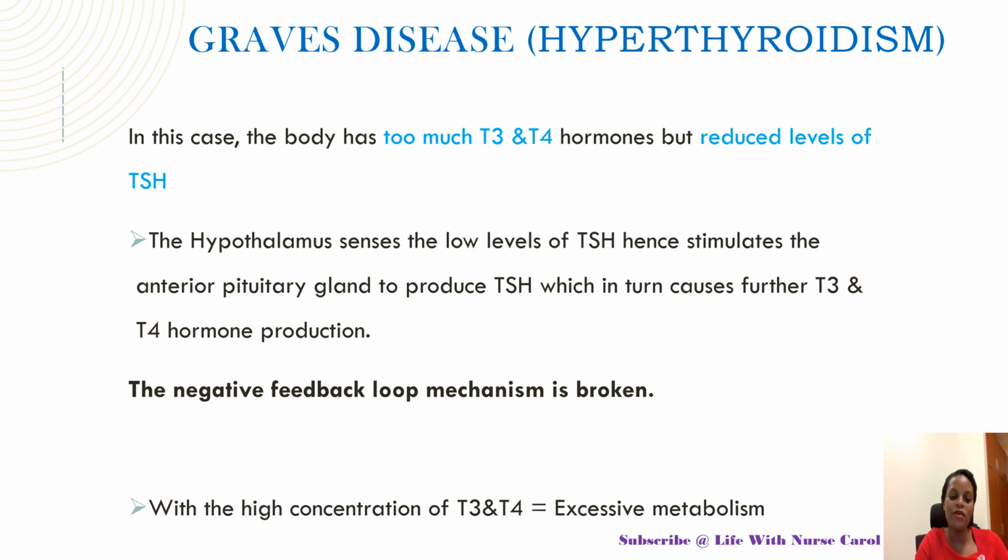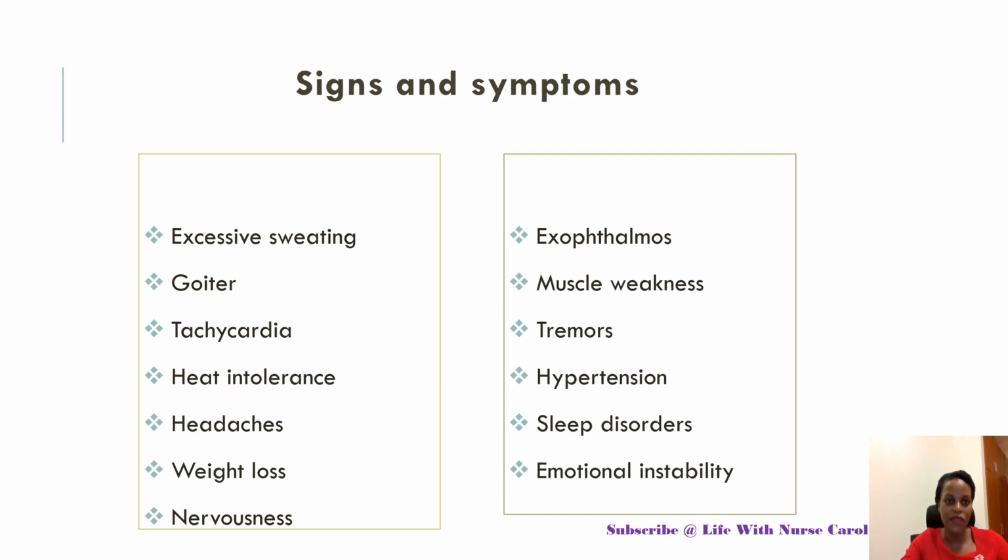So with a high concentration of T3 and T4, we have excessive metabolism. And in the state which we call hypermetabolism, hyperthyroidism or Graves' disease, these are the signs and symptoms that you see. You have excessive sweating, you have goiter, you have tachycardia, you have heat intolerance, we have headaches, we have weight loss, nervousness, exophthalmos, muscle weakness, you have tremors, you have hypertension, sleep disorders, emotional instability.